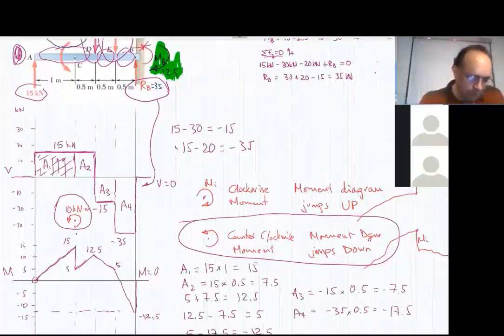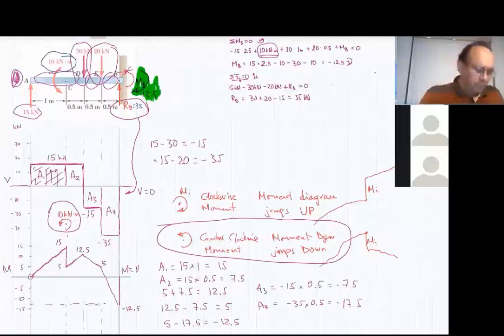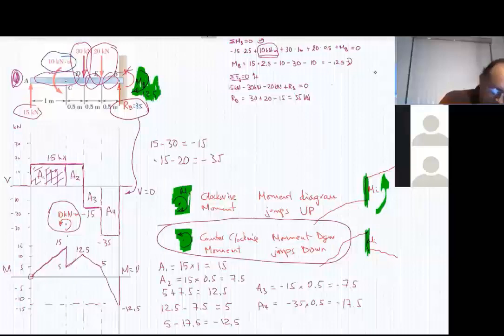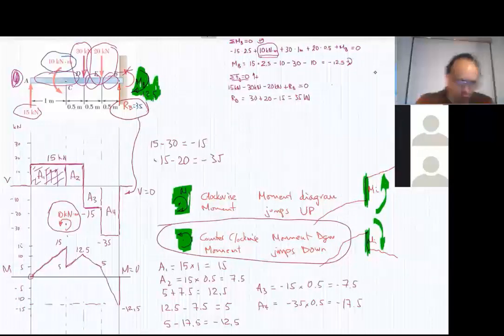Easy? All right. Let's make another example, if you don't have questions about this one. So I introduce in this example the concept of what you have to do with your moment diagram if you encounter a concentrated moment. If you find a concentrated clockwise moment, then your moment diagram has to go up. If you find a counterclockwise moment, then your moment diagram has to go down. All right, let's go for another example.